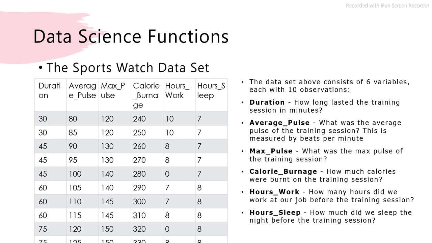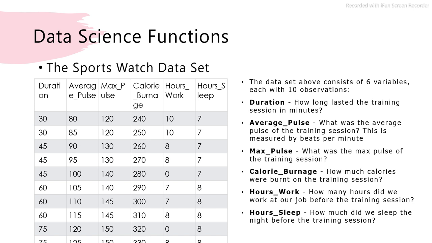Then we are going to work with a small data set called the sports watch data set. This is something like a smart watch or smart band that you wear, which records simple information like how many steps you walk per day, how many hours you are working, how many hours you are sleeping, what your pulse rate is, and how many calories you have burned. These kinds of details.